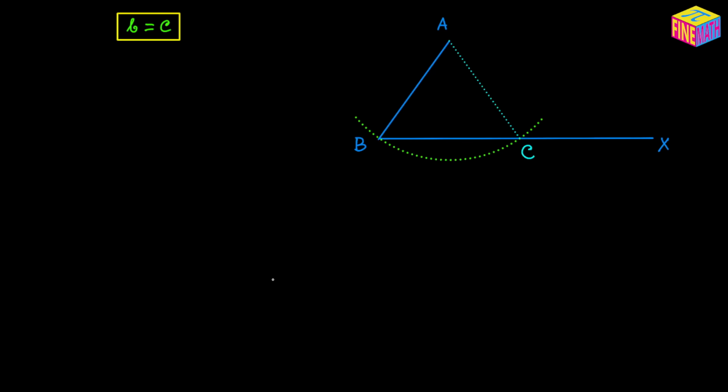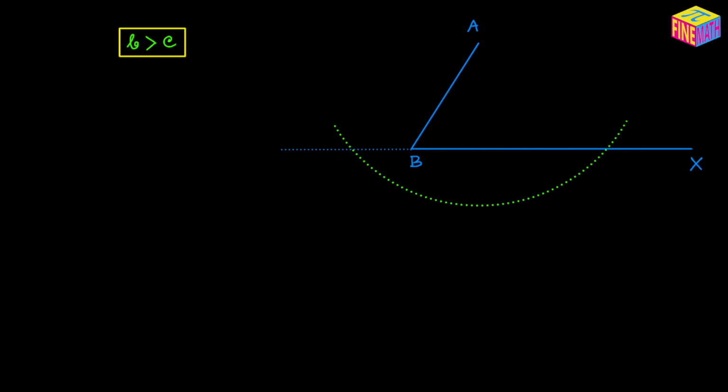That is the only possible triangle, and I'm going to note that there is only one possible solution. Now let's talk about the third scenario when B is greater than C. When B is greater than C, if we draw an arc from A using the length of B as the radius of this arc, then the arc is going to cut the BX line segment and the extended XB line segment at two different points here.